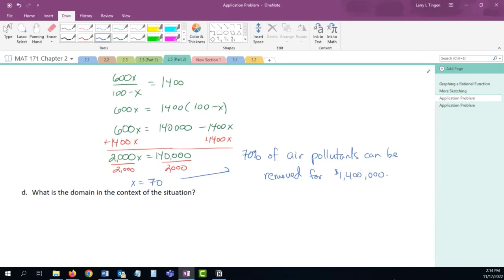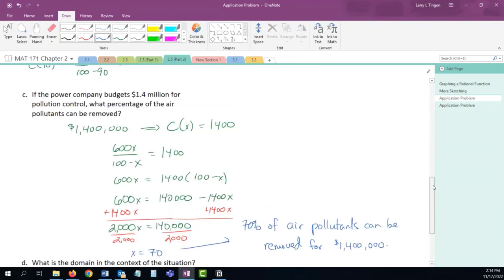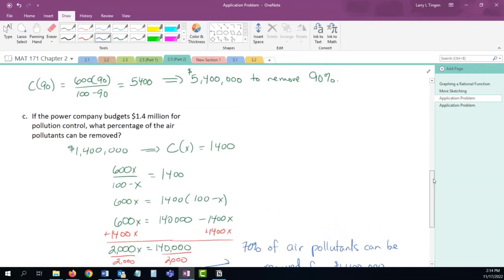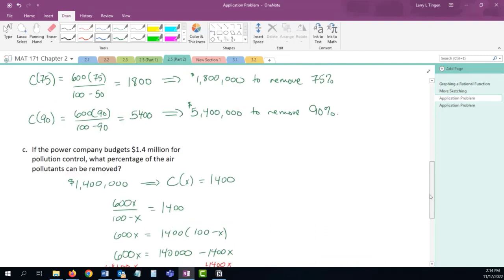All right. And then the last question here is, what is the domain in the context of the situation? So let's remember, oh, scroll it for a second. Yes. Is that far enough, Andrew? Oh, for part B. Okay. All right.